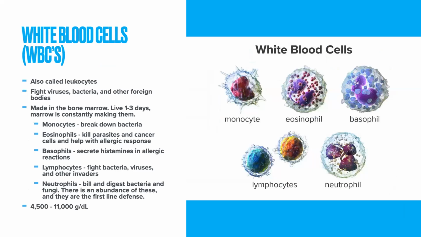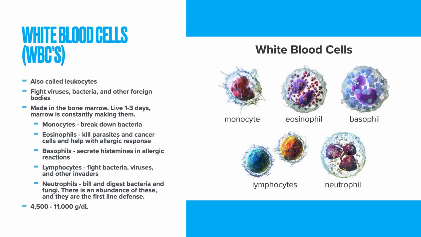White blood cells, on the other hand, are also called leukocytes. They fight viruses, bacteria, and other foreign bodies. They're made in the bone marrow as well and live 1 to 3 days. Marrow is constantly making them, just like the red blood cells. But instead of one name like red blood cell, you have multiple different types of white blood cells, and they all treat different things.